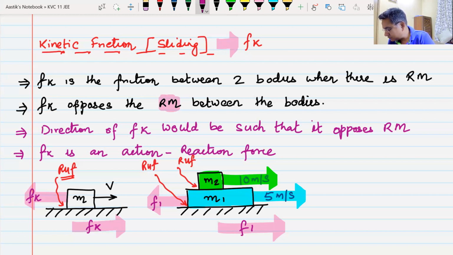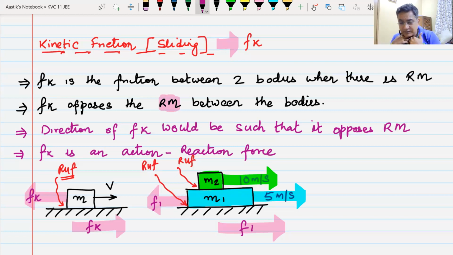Sir, M2 block left side, sir. So now I have to see with respect to M1, what is happening with M2? M1 is moving with 5 meter per second. M2 is moving 10 meter per second with respect to ground. So if I become M1, M2 will move forward, because my velocity is less and M2's velocity is more.